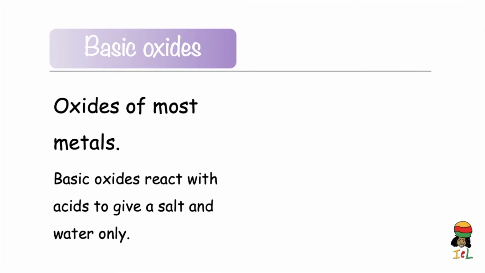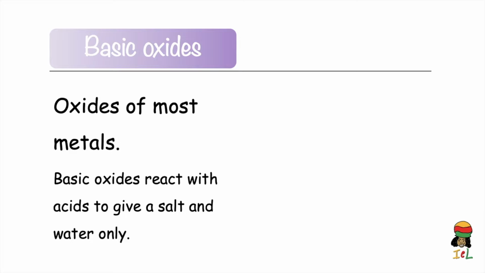Most basic oxides are oxides of metals. We learned in the first lesson for this unit that the metal oxides are called bases. So basic oxides, which are bases, react with acids to produce salt and water as the only products. So to get more information on the lesson on salts, check the description box for a link to that video.